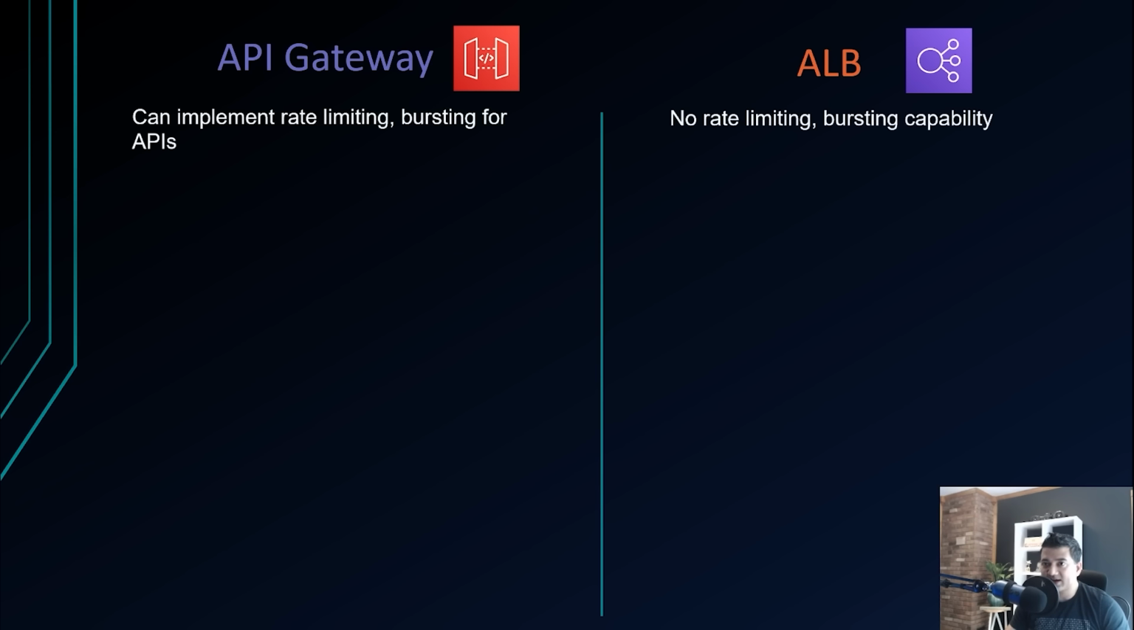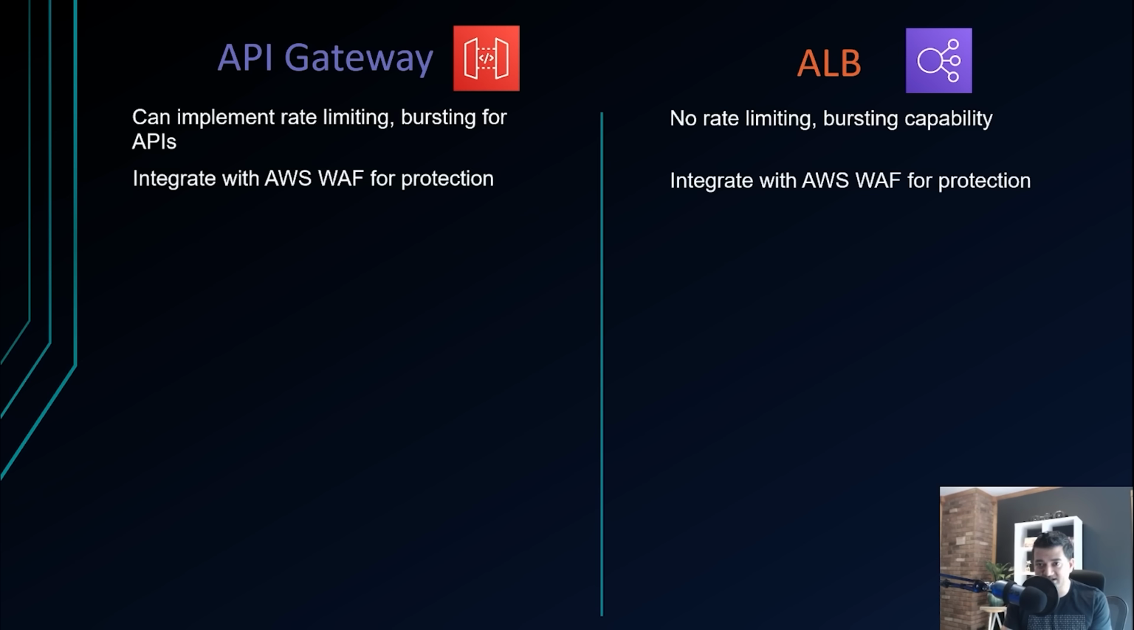So for API Gateway, you can implement rate limiting and bursting for APIs. If you want to control, like, hey, this client can only call these APIs 10,000 times a month with this much burst limit, you can do all that with API Gateway. ALB doesn't offer any such feature. So even though the next point is not a difference, I wanted to mention it because it's an important one. Both API Gateway and Application Load Balancer integrate with AWS Web Application Firewall for protection out of the box. You just have to click a button, that's it.